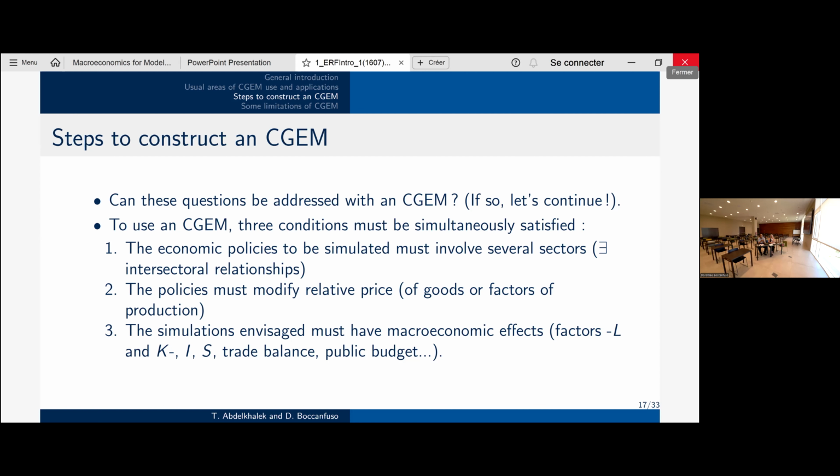We have to use a CGE model when the sector where the policy is implemented must have a macroeconomic effect. What is a macroeconomic effect? The balance of trade, the public budget, the allocation of factors between sectors, etc. I can give you an example.